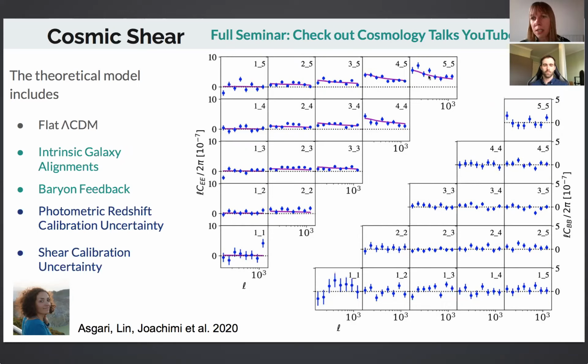The pink lines that you can see here, that is our theoretical model. It's the flat lambda CDM model, fixed neutrino mass. We include intrinsic galaxy alignments, baryon feedback, how that impacts our nonlinear matter power spectrum, and our analysis includes the uncertainty on our photometric redshift calibration and shear measurement calibration.